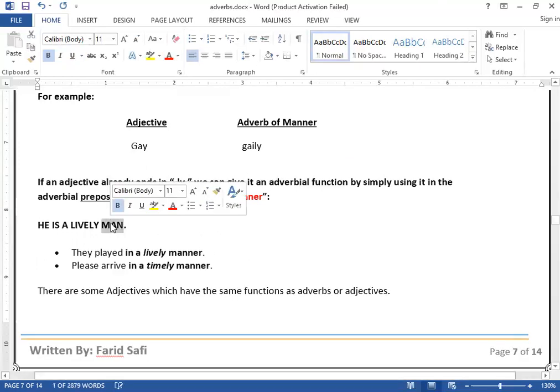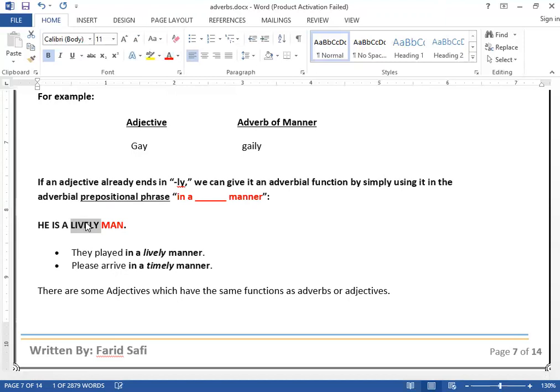What is man? It's a noun. What is lively? Lively is an adjective because it's used before a noun. The adjective is by itself already ended with Ly. Now, if you want to give an adverb function, you will put it in this formula. That is the formula. Can you see? You will put it in this formula.